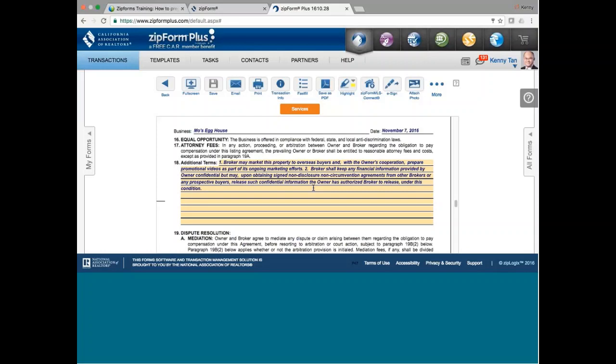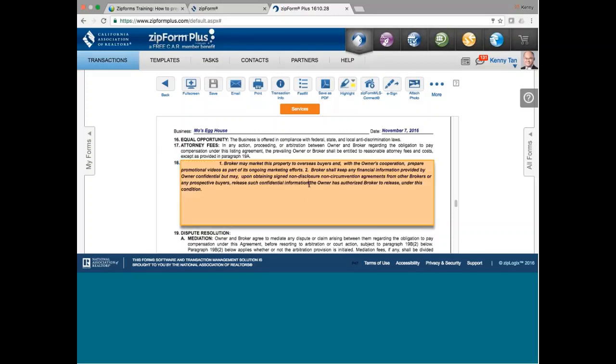And then additional terms: broker may market this property to overseas buyers and, with the owner's cooperation, prepare a promotional video as part of its ongoing marketing efforts. Whatever additional term you want to put in, you can put in here. Broker shall keep financial information provided by owner confidential, but may, upon obtaining signed non-disclosure, non-circumvention agreements from other brokers or any prospective buyers, release such confidential information. It should say to the owner, okay?